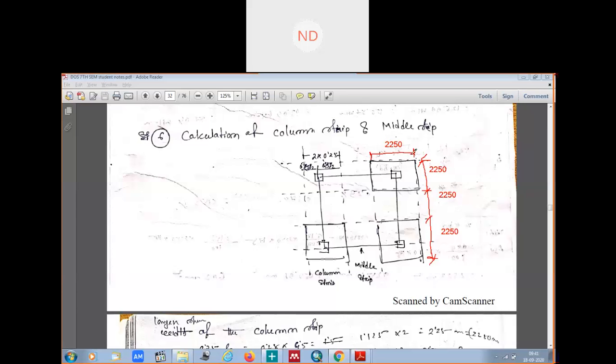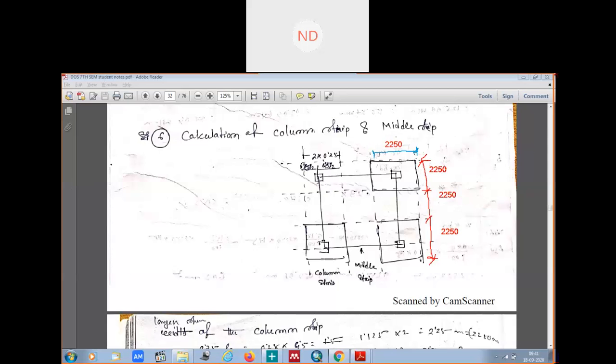This distance is 2250. Okay. Now, what will be the width of the middle strip? This one. What is the width of the middle strip?